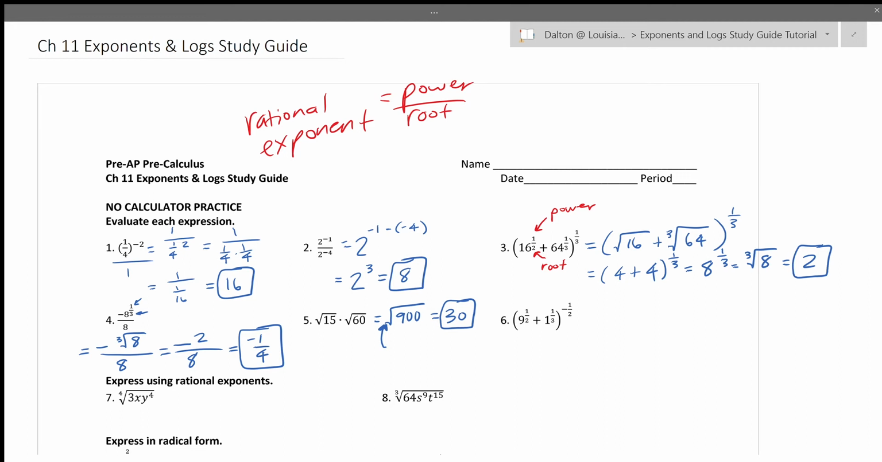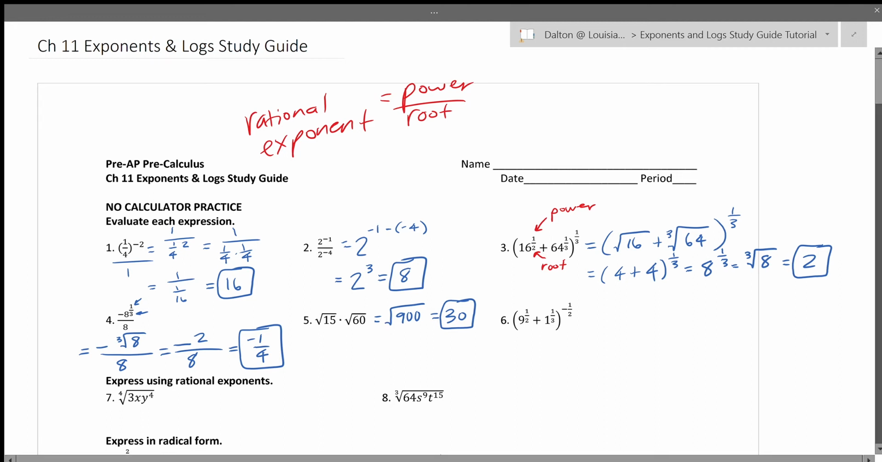Number 6 is similar to number 3. So we can rewrite 9 to the 1/2 power as the square root of 9 plus 1 to the 1/3 power. You can rewrite that as a cube root if you want to, guys, but 1 raised to any power is just 1. All to the negative 1/2 power. So then the square root of 9 is 3. So we got 3 plus 1 to the negative 1/2 power. 3 plus 1 is 4. And then we have 4 to the negative 1/2 power.